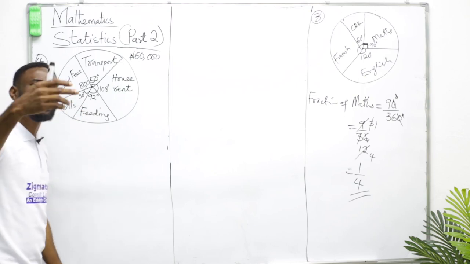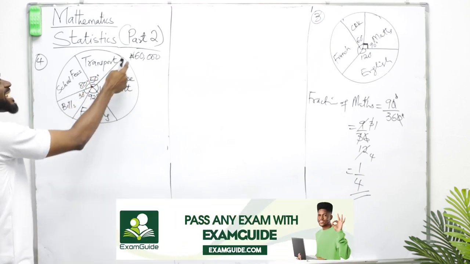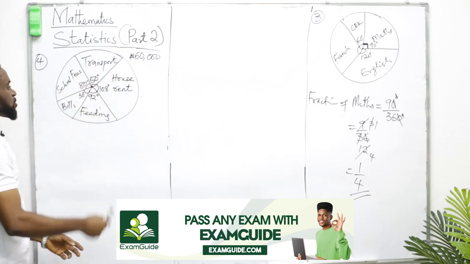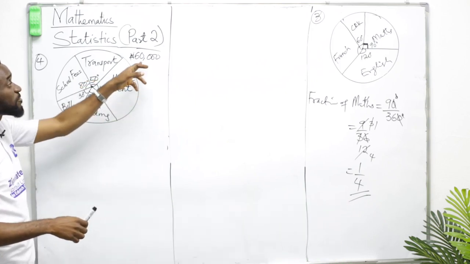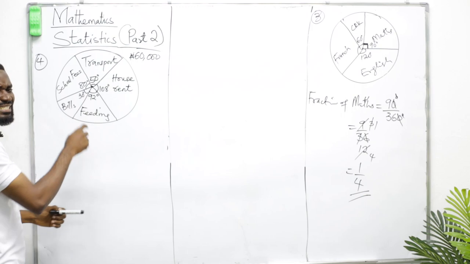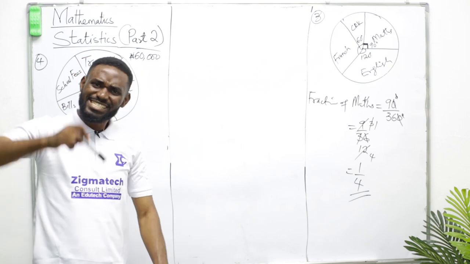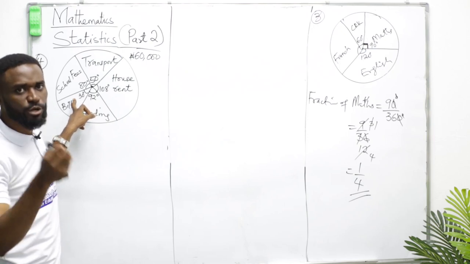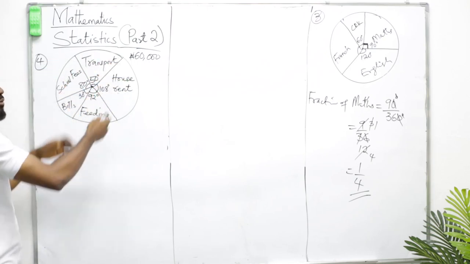Percentage of the income. Now, how do we get the actual value? Remember, these are not the real values in naira of Mr. Olu's income distribution for the month. So it means that rent is just 180, but they are not giving us the value. But from what we have here, we can get the value of all these things. So for us to get the percentage of his income, we need to know his income for bills. How much in real naira does he spend on bills? So with this information we have here, we can do that.